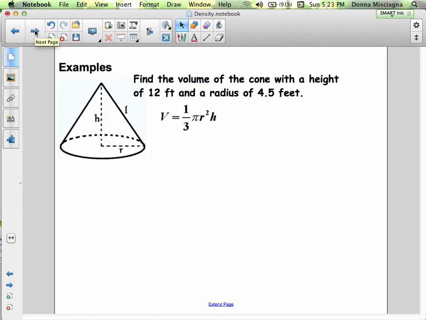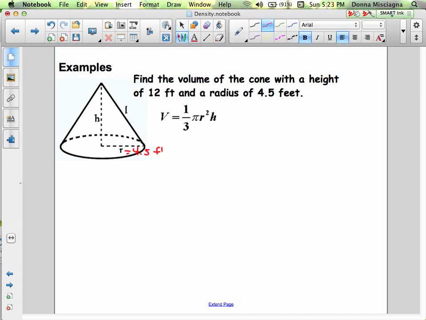All right, so we want to find the volume of the cone with a height of 12 feet and a radius of 4.5 feet. Right, so radius here is 4.5 feet. The height is 12 feet. All right, so the volume is 1/3 times pi times the radius, which is 4.5 squared, and then times the height of the cone, which is 12. All right, so first we have to square the 4.5. So that would be 20.25.